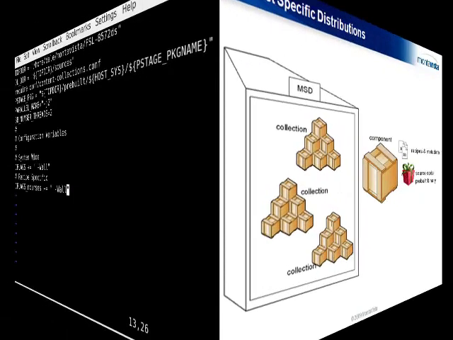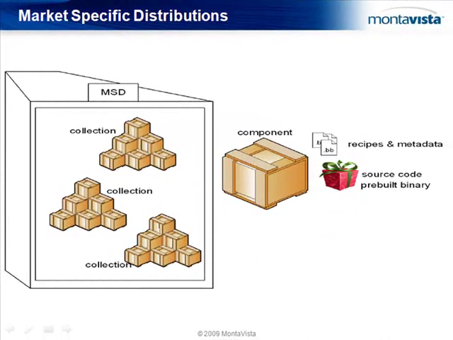I think it's time for a crash course in what market-specific distributions are. The MontaVista Linux 6 target software is delivered as an MSD. Unlike a board support package or Linux support package, an MSD provides an optimized solution for a specific hardware platform and its target market. Each MSD consists of a Linux kernel and the appropriate device drivers, libraries, and applications for that processor. An MSD is composed of several collections, and a collection in turn is composed of one or more components. A component can be broken down into a recipe, source code, and a pre-built binary package.